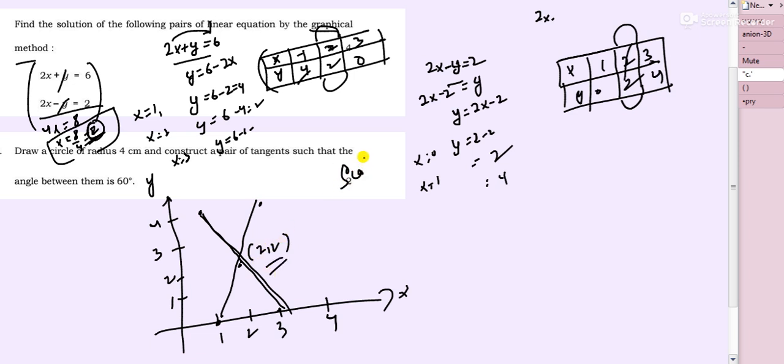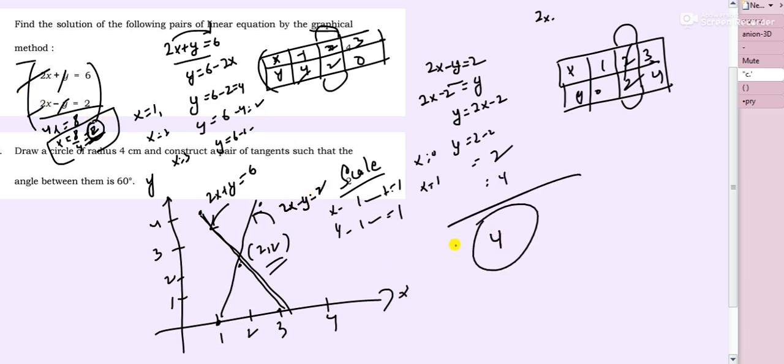But again, write the scale: along the x-axis 1 unit is 1, along the y-axis 1 unit is 1. Okay, and you have to write the equation names here, 2x plus y is equal to 6, and this was for 2x minus y equals 2, right? So if you write this much, you are going to get 4 marks. So like this you can solve and get 36 marks in your final exam.